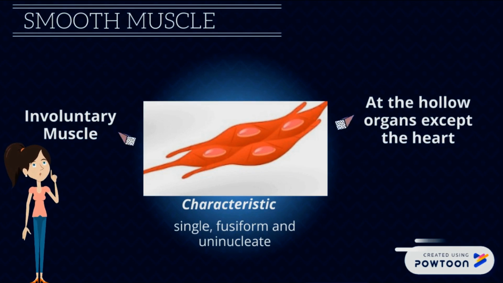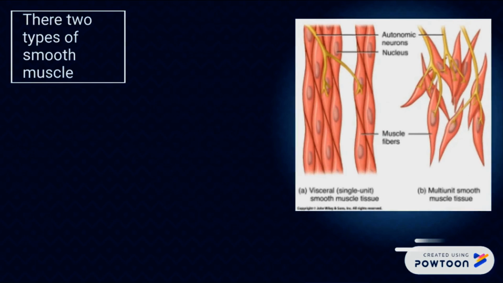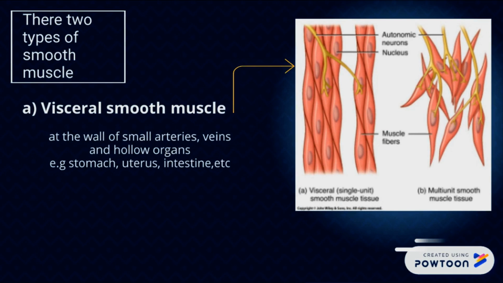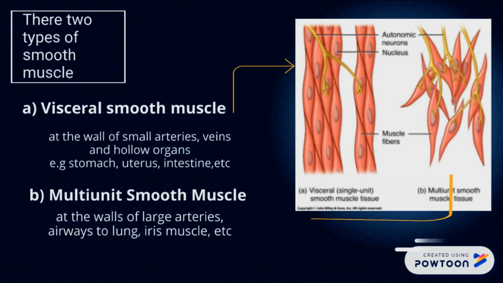There are 2 types of smooth muscles. The first one is visceral smooth muscles, also known as single unit smooth muscle. This muscle forms at small arteries, veins, and hollow organs such as stomach, uterus, intestine, and urinary bladder. The second one is multi-unit smooth muscles. These muscles form in the walls of large arteries, airways to the lung, iris muscles, etc.